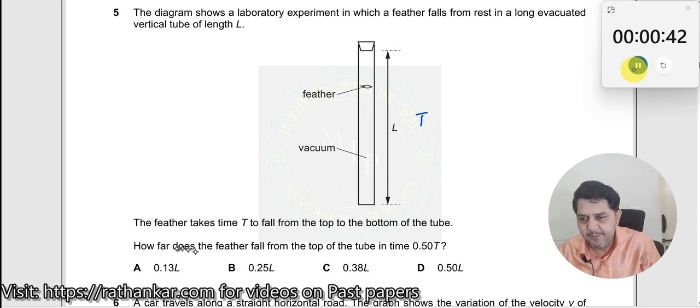That's what I said. How far does the feather fall from the top of the tube in a time of 0.5 t? Don't just assume it is half L, which is incorrect. So why? What is the reason behind it?